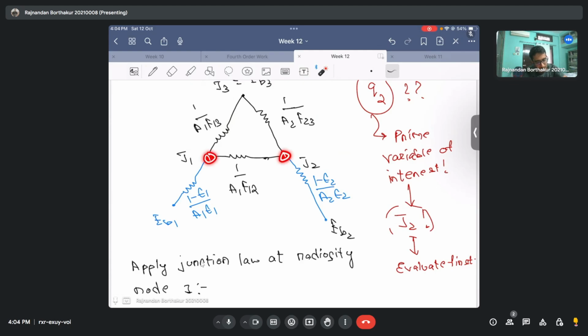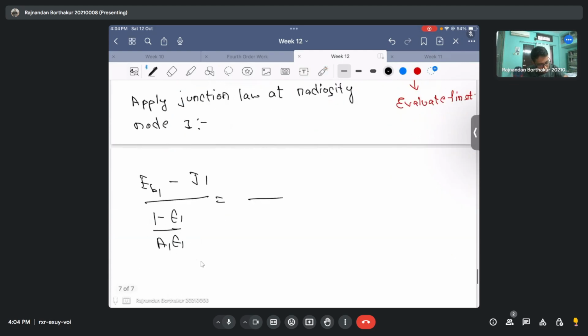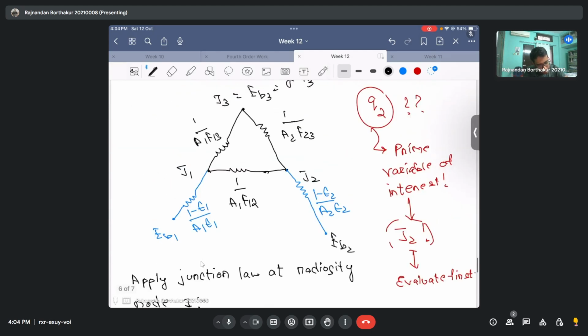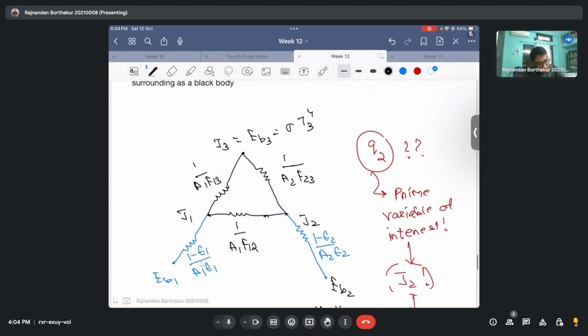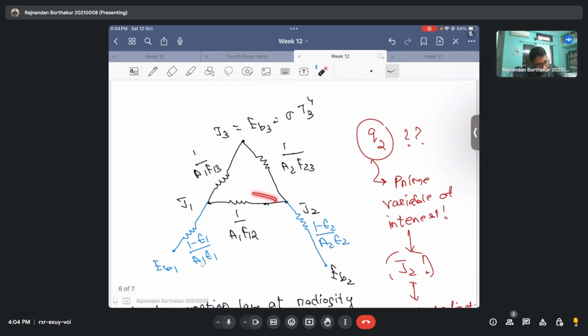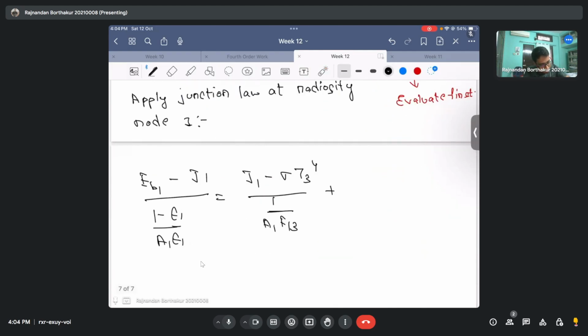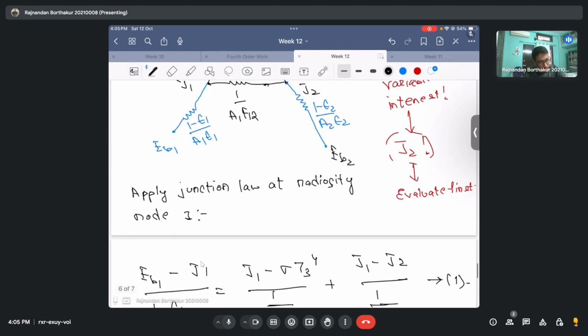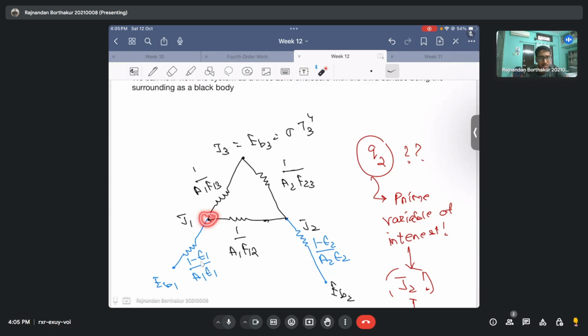And so for this circuit as well, I can write it as J1 minus J3. But J3 is equal to EB3. So I'll just straightforwardly write it as sigma times T3 raised to the power 4 divided by 1 by A1 F13. And for the second circuit, basically for this, I can write it as J1 minus J2 divided by 1 by A1 F12. All right. So this is my first equation when I apply the junction law at this radiosity node.